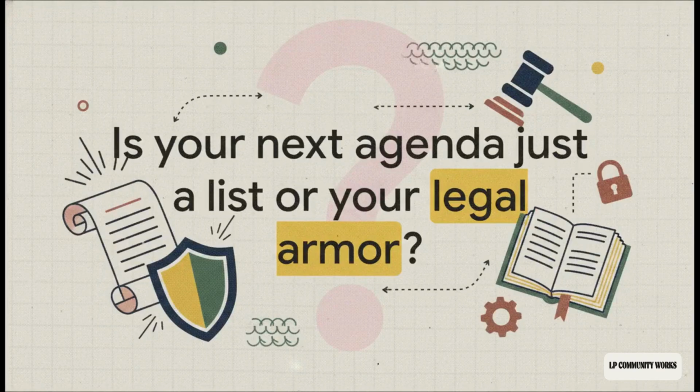As we wrap up this explainer, I want to leave you with a question to chew on. Will you look at your next agenda as just a list or as your legal armor? Understanding this structure doesn't just make you better at meetings, it gives you the power to flag procedural issues before they become full-blown disasters. So the next time you sit down, ask yourself, is your organization truly protected?